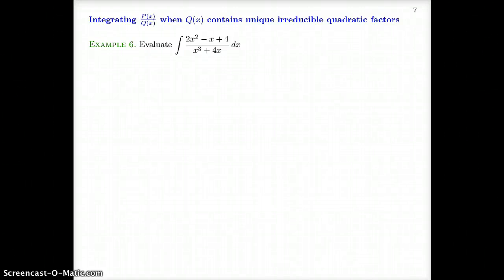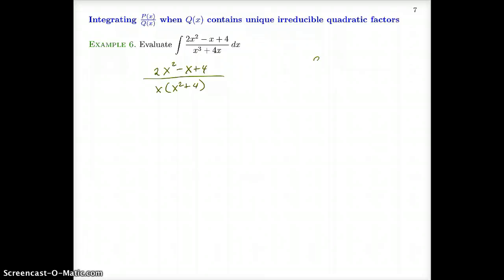Okay, now let's examine what happens when the denominator doesn't completely factor into linear factors. So in this example, if we look at the denominator, we can factor out an x, but x squared plus 4 can't be factored any further, right? If it was x squared minus 4, we could factor it into x plus 2 times x minus 2. But x squared plus 4 doesn't factor.